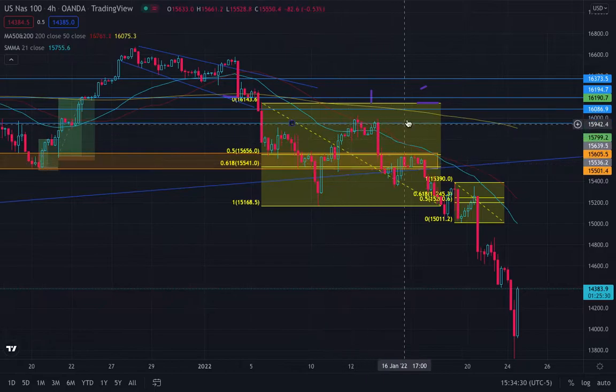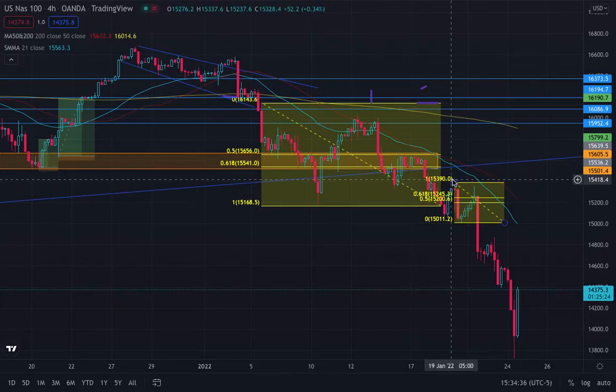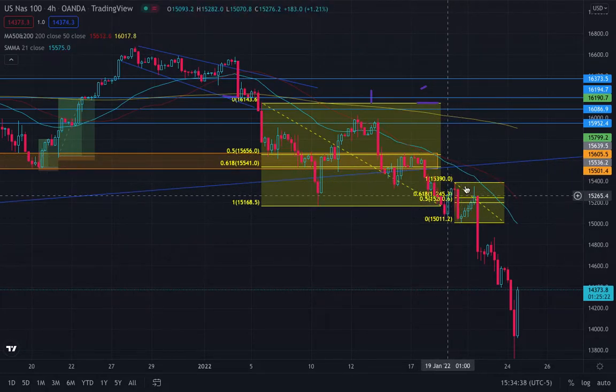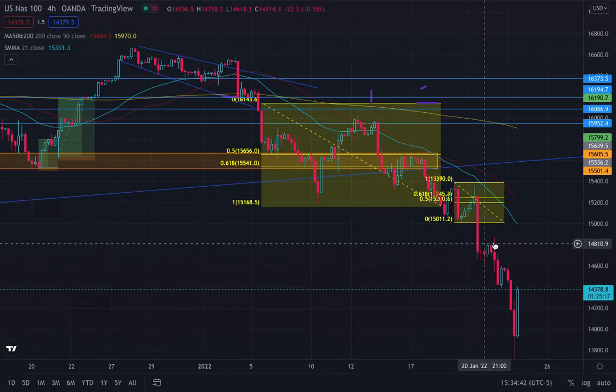So our first really good entry is up here. Our second one would have been in the golden zone on the rejection. And then once that trend's been rejected, we have basically the retest right in here, right? This is why we're pulling our fib for the retest. And then we have the continuation of the move.